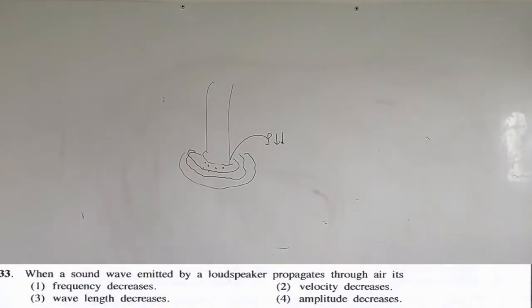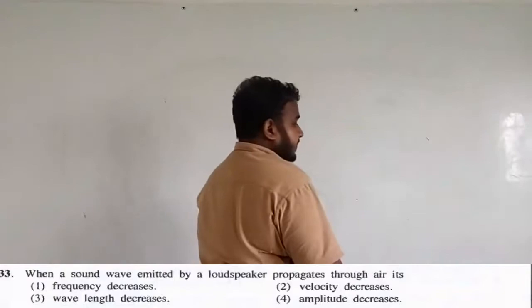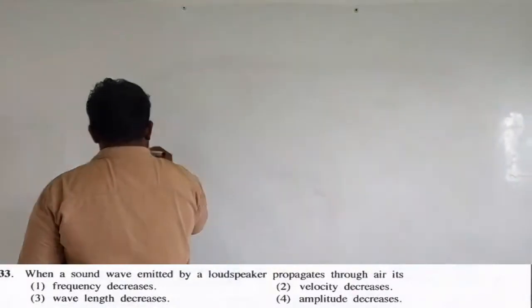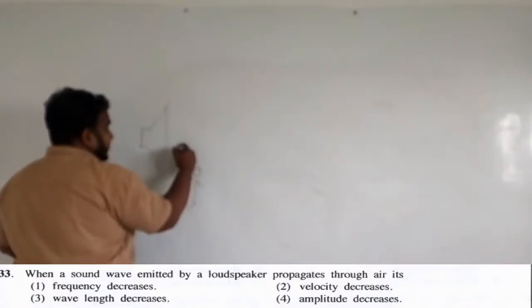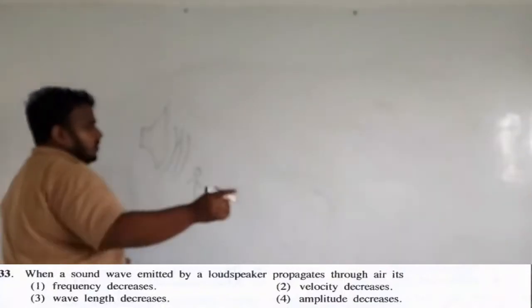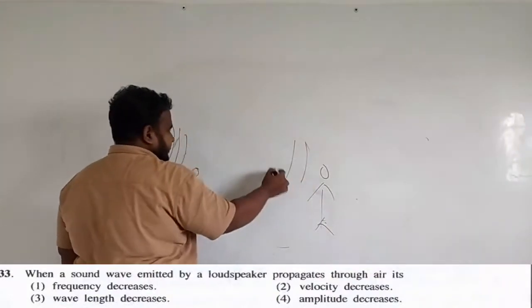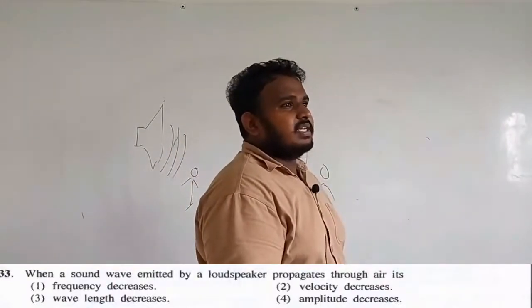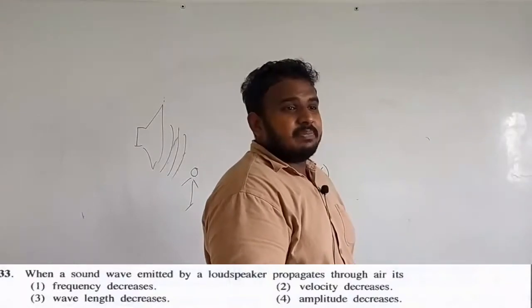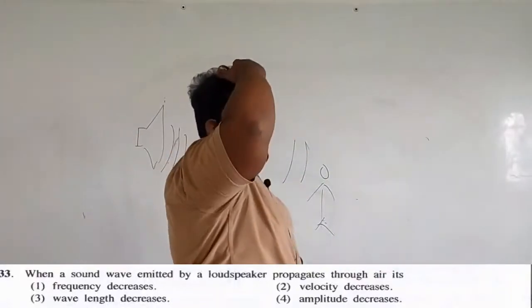33rd one, when a sound wave is emitted by a loudspeaker, what would happen? So here basically let's say that there is a loudspeaker. You know, whenever you are closer to the loudspeaker, you can hear the sound louder. But when you go far away, this loudness will be less. Simple argument. The sound wave's loudness depends on what? The loudness depends on amplitude. So whenever you go far away, the amplitude reduces, not the speed.